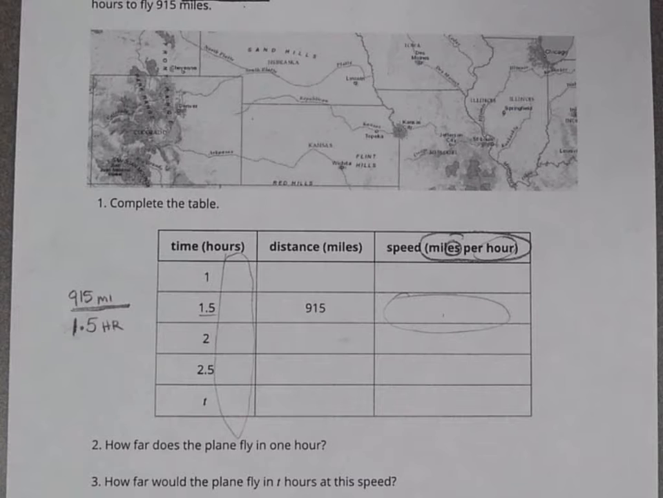Yeah, exactly. So I agree. That's the speed: 610 miles in 1 hour, miles per hour. And that tells us that every hour that goes by, you go 610 miles. Right? So look at this. This first one says 1 hour. 610. Yeah.